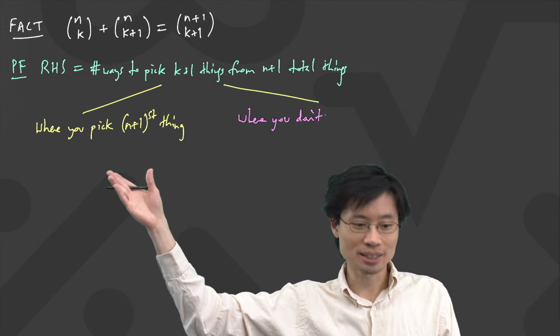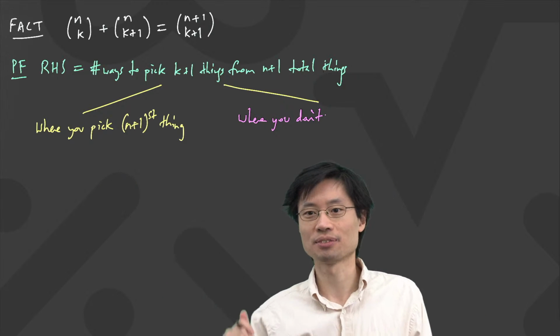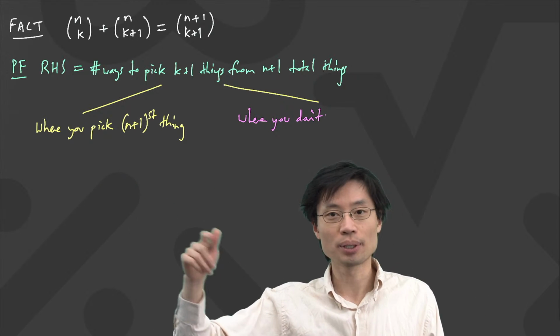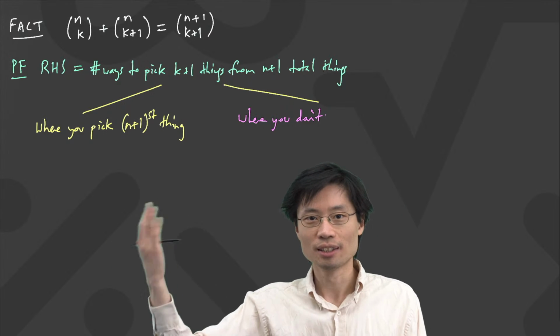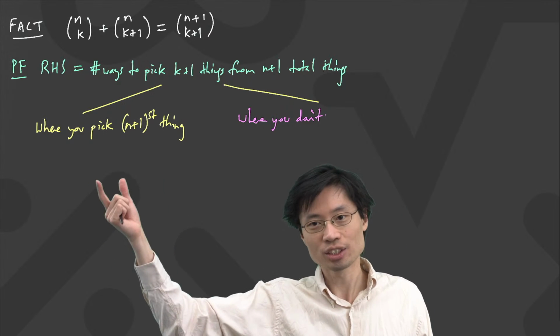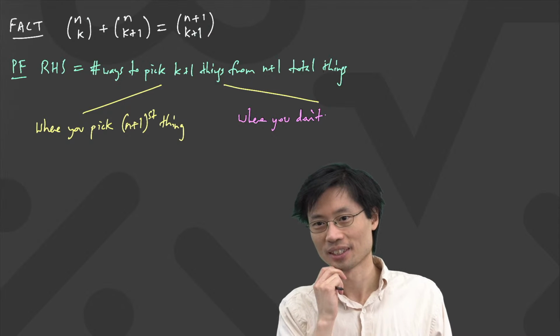Well, how many ways can I do this? Suppose I've picked the n plus first thing. How many ways can I pick k plus 1 total things from n things if I've actually already picked the n plus first thing? How do I think about this one?